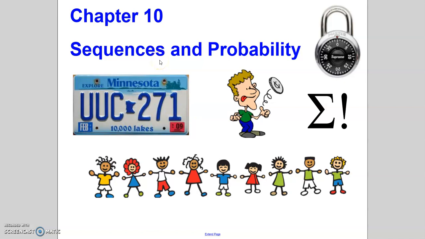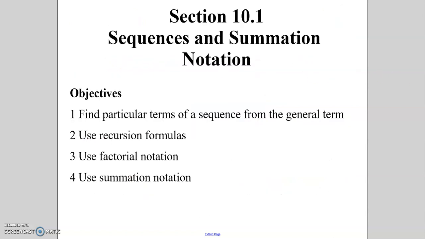Hello students, welcome back. Today we're going to continue talking about Chapter 10, Sequences and Probability. We're going to finish up Section 10.1 today. We're going to do this last thing here. We're going to talk about summation notation.